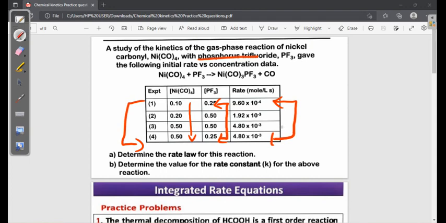Are you able to see that? Which tells us that even after making the other reactant constant, the fact that we change the concentration of nickel has an effect on the rate of the reaction. That's how you make sense of the data that is given, whenever they've given you the initial rates of the reaction and the concentrations of the reactants.